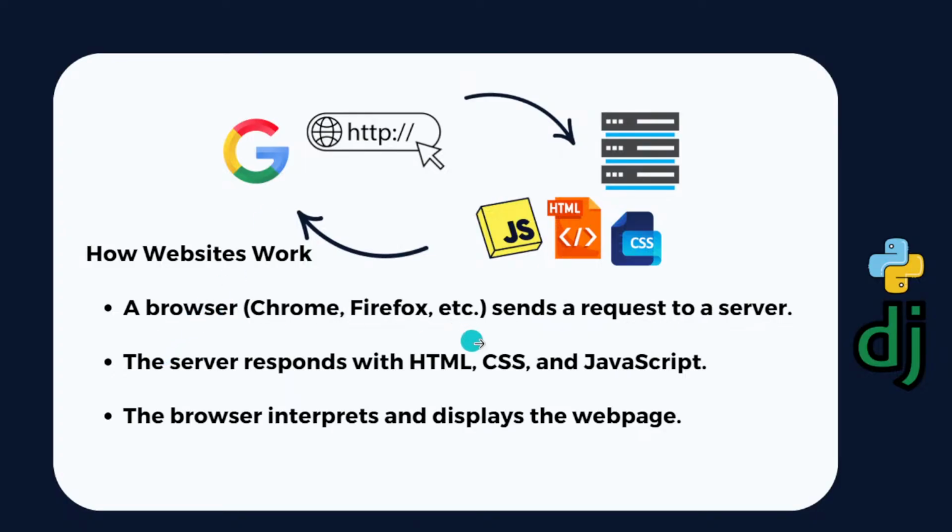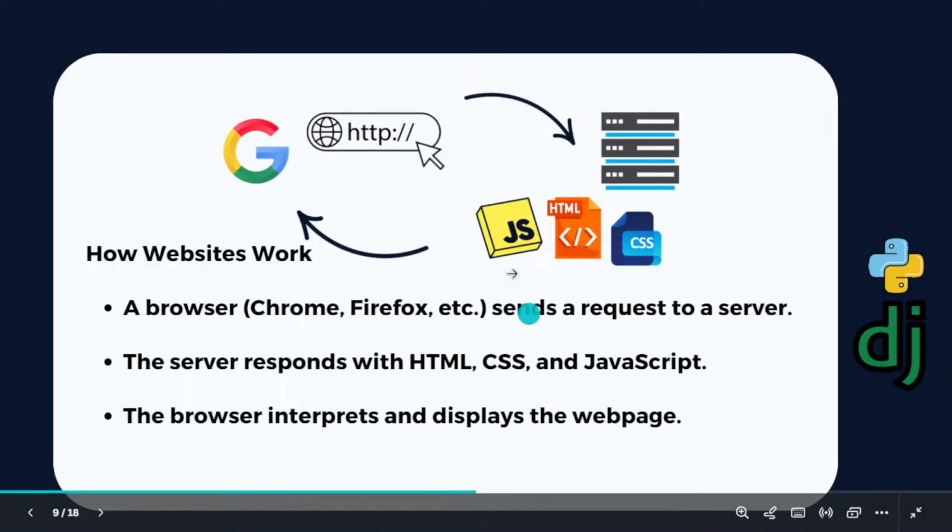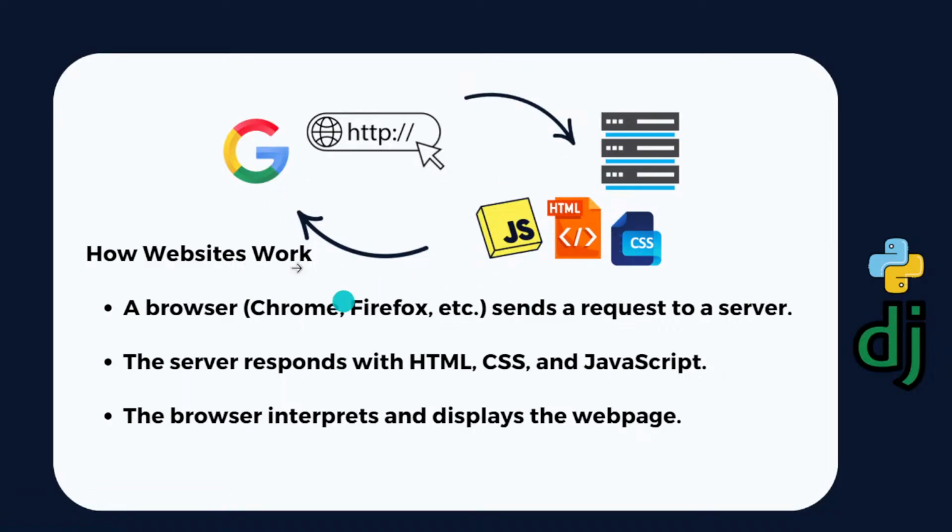The browser sends a request to the server, and the server responds with the HTML, CSS, JavaScript files. The browser interprets them and displays the web pages. Based on the response of the server, the browser loads the website properly. This is the process of how a website works.